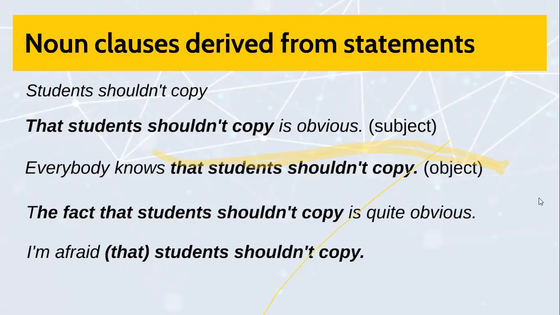We can also derive these clauses with phrases like the fact or the idea. And we can say something like, the fact that students shouldn't copy is quite obvious. It's also very common to use these noun clauses after adjectives, such as afraid. And we can say something like, I'm afraid that students shouldn't copy. In this case, that is optional. Do you understand? Are you following?